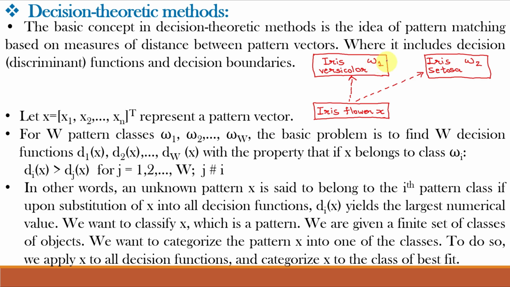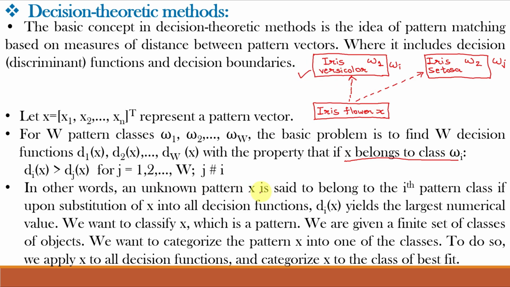So this iris versicolor is omega i and iris setosa is omega j. Okay, so we are matching this x with omega i and omega j, that is di(x) and dj(x). So if di(x) is greater than dj(x), that is omega i matching is greater than omega j matching, then x belongs to class omega i. Okay, that means the iris flower belongs to iris versicolor.